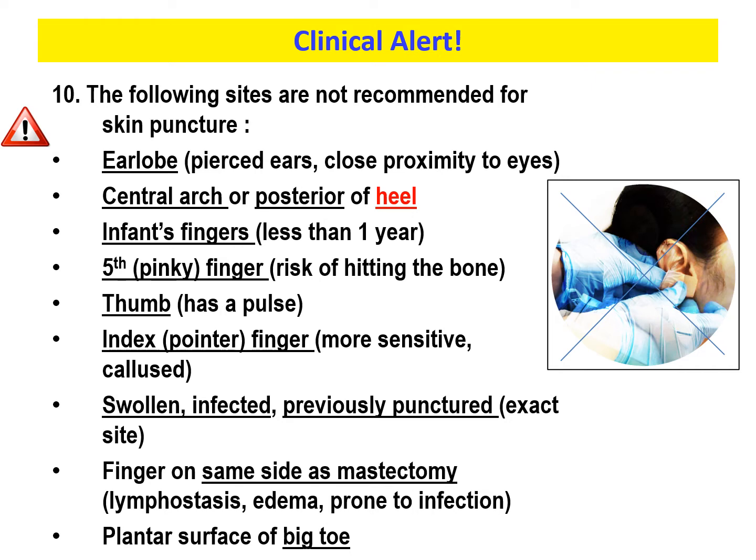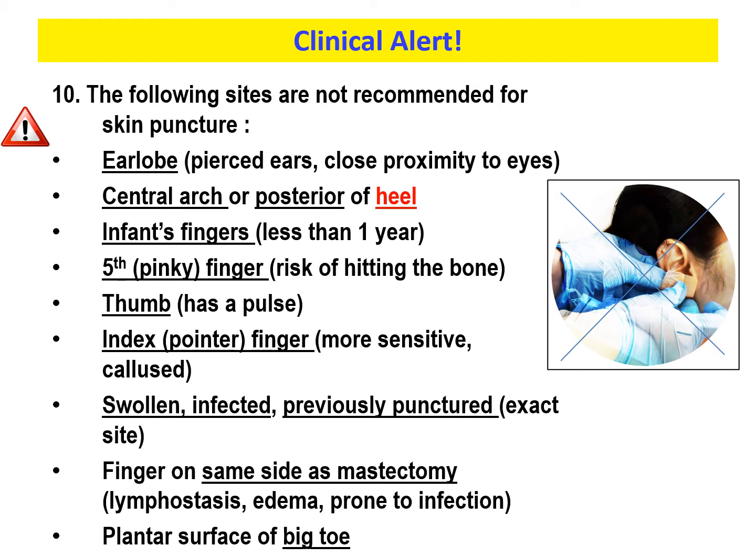We don't use that pinky finger, right? We don't use the thumb. We talked about why on both of these, and it's listed up here. We try to stay away from that index finger, which is your pointer finger, because it is more sensitive and most of the time it's more calloused, right? We stay away from any swollen, infected, or if we can avoid it, and the only time you usually can't is with diabetic patient, previously punctured, and then exact sites. You never want to hit that exact site if you can get away with it, right?